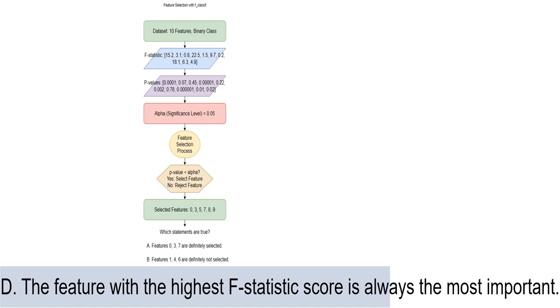This is a bit tricky. The feature with the highest F statistic might not always be the most important one. I care more about statistical significance, the p-value. If a feature has a very high F statistic but a p-value above my alpha level, I still won't use it.